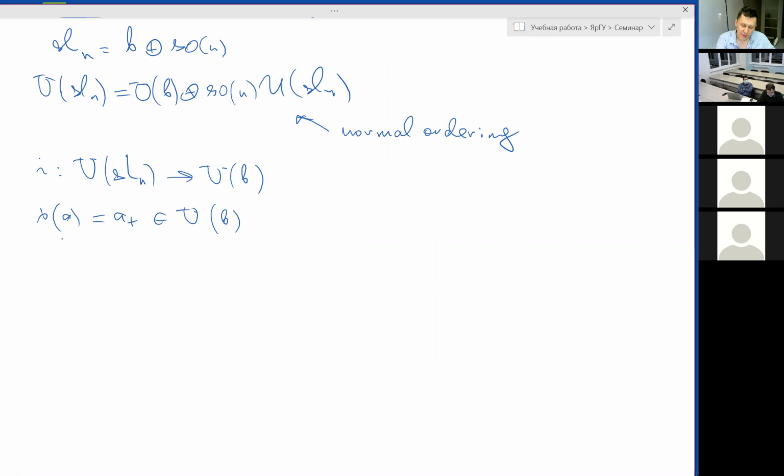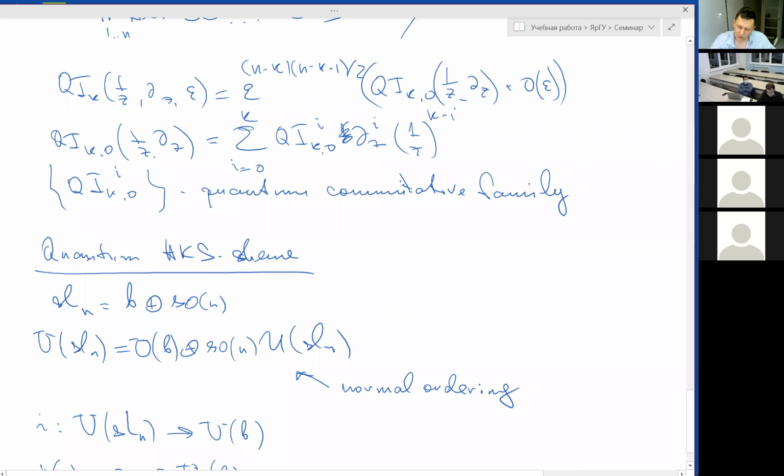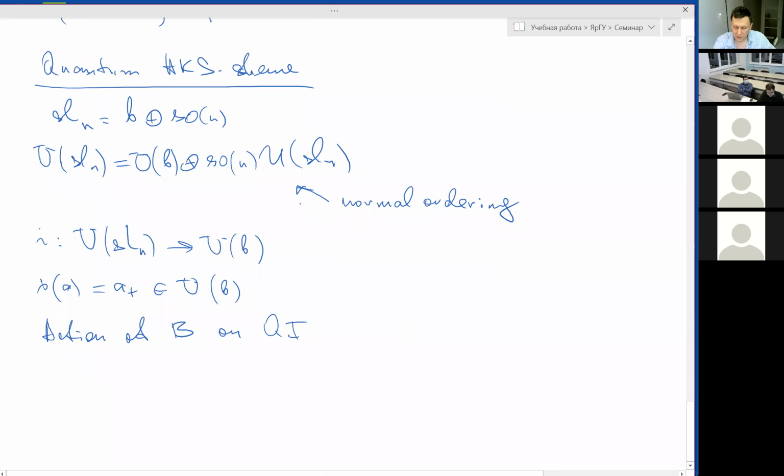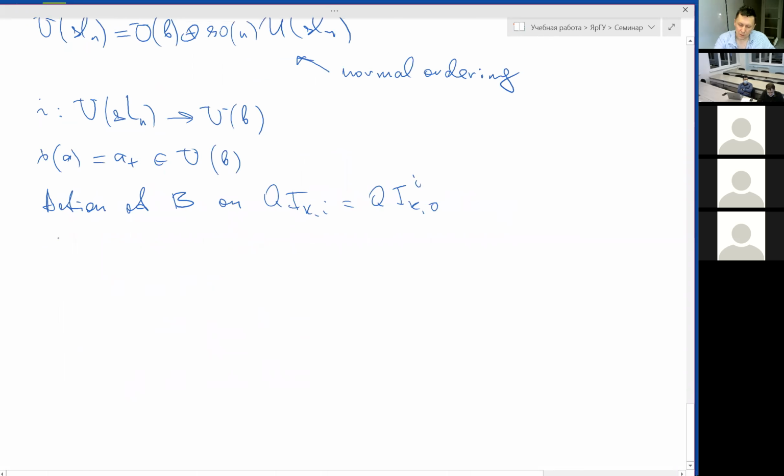The action of b on the generators of our commutative family Q_i, I will denote them in a little bit simpler manner, k_i. So the Q_i k_0 i. They are the action lemma.